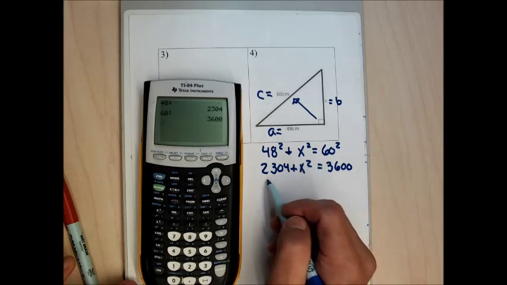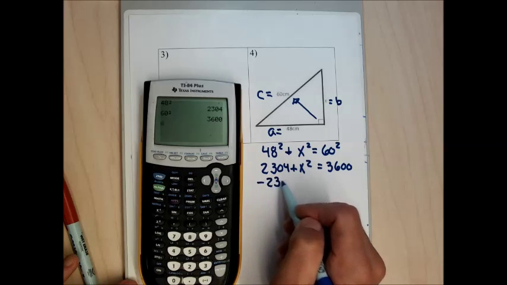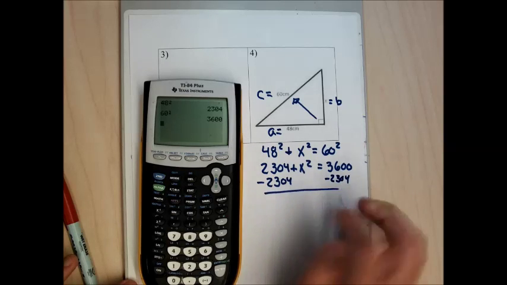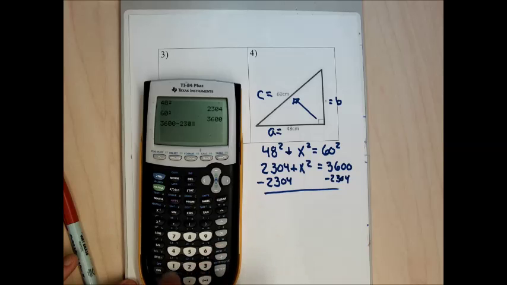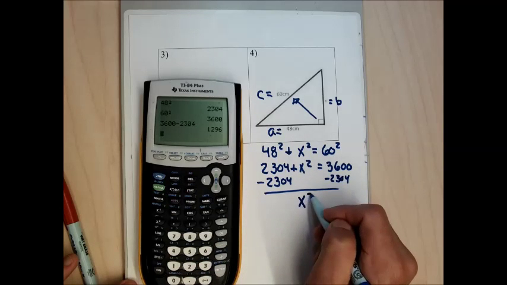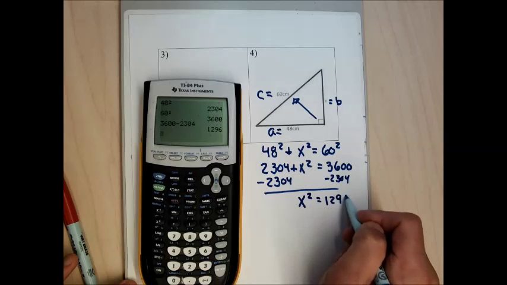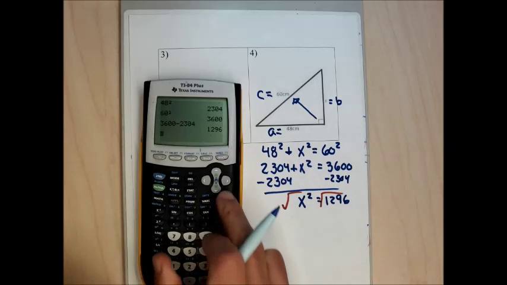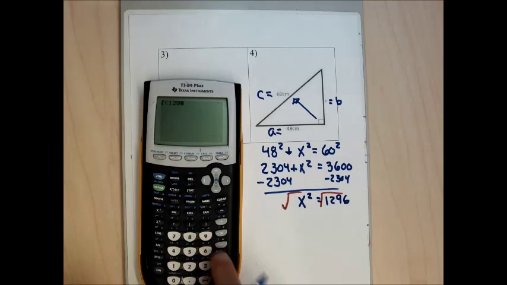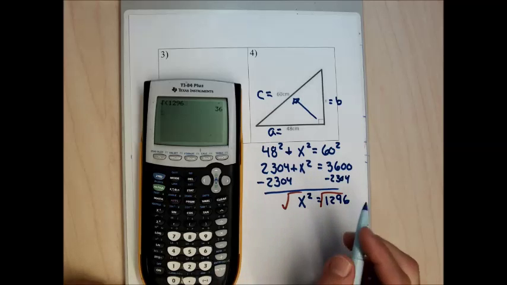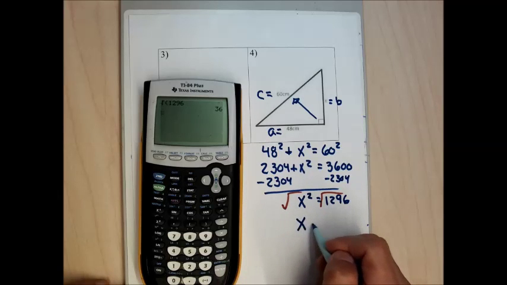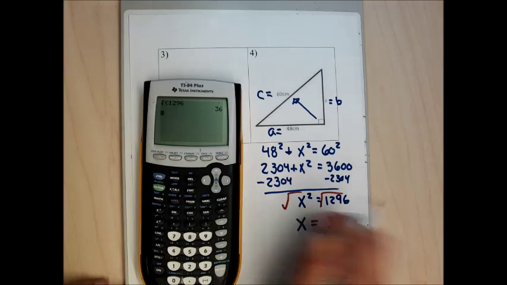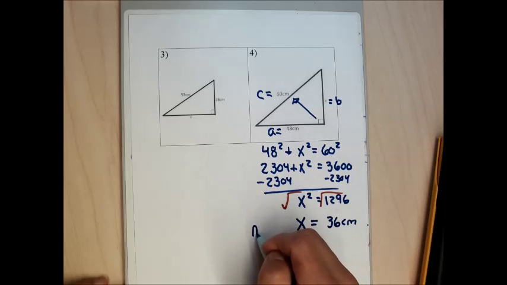Video just hiccuped, so I paused for a second. Now I'm going to isolate the x squared by subtracting 2304 from both sides. This gives me x squared equals 1296, and then I'm going to square root. Second function of x squared, 1296. I get 36. So my answer for my problem is going to be x equals 36. The units are going to be centimeters. So this is my answer to number 4.